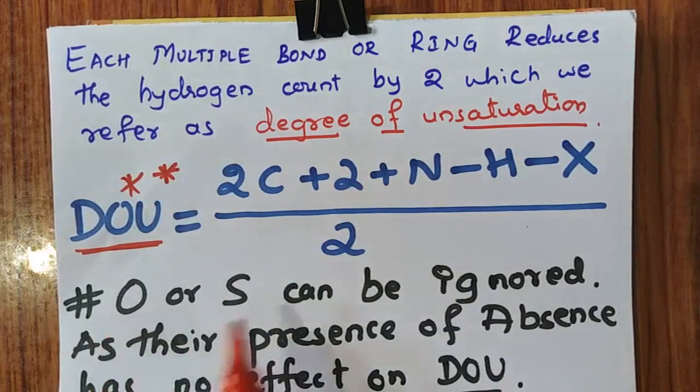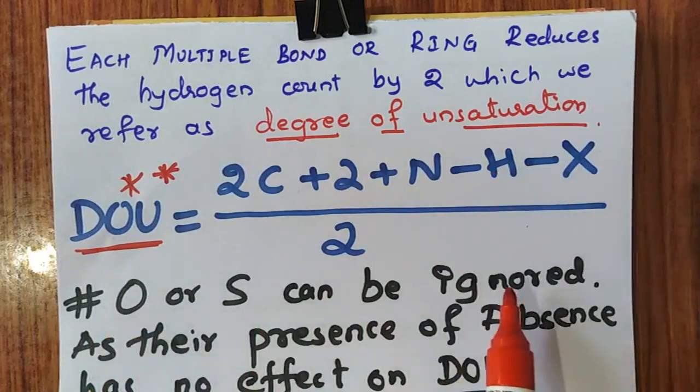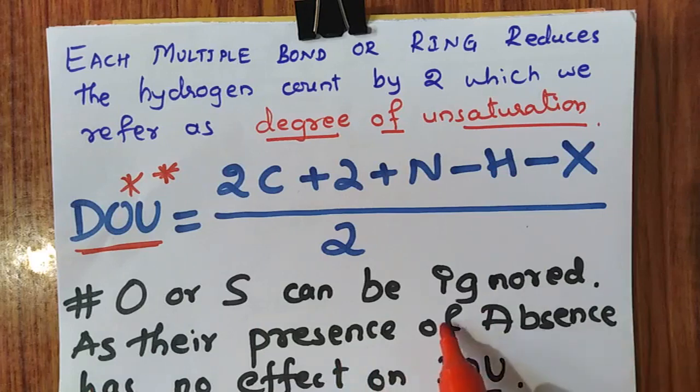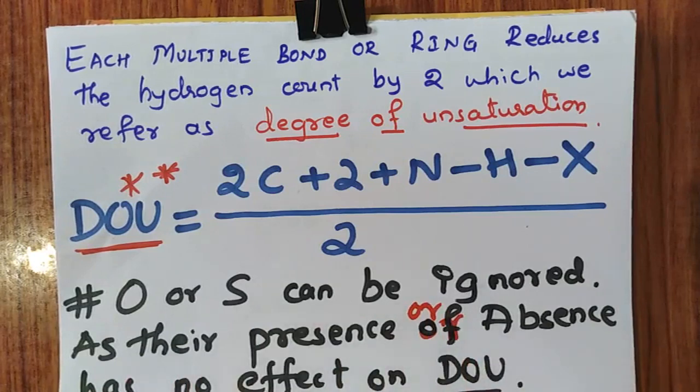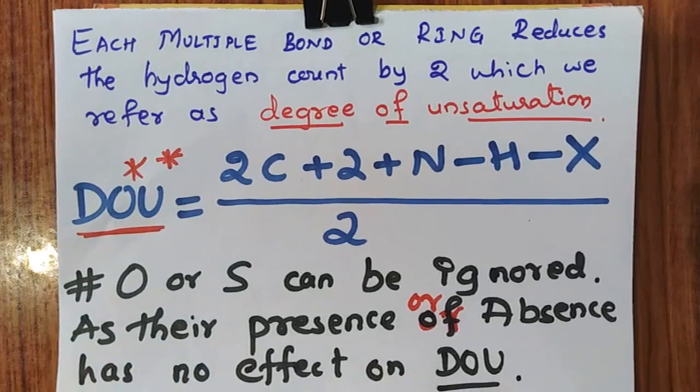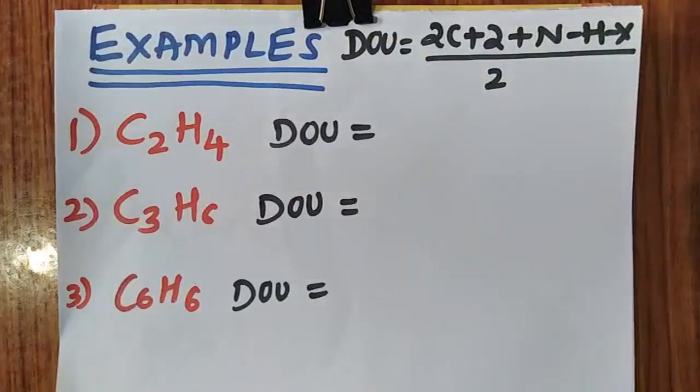Oxygen or sulfur I have not added here. The main reason is that they can be ignored, as their presence or absence has no effect on degree of unsaturation. So oxygen or sulfur presence will never affect the degree of unsaturation. Remember that point. Now we will see some examples of how to solve this.